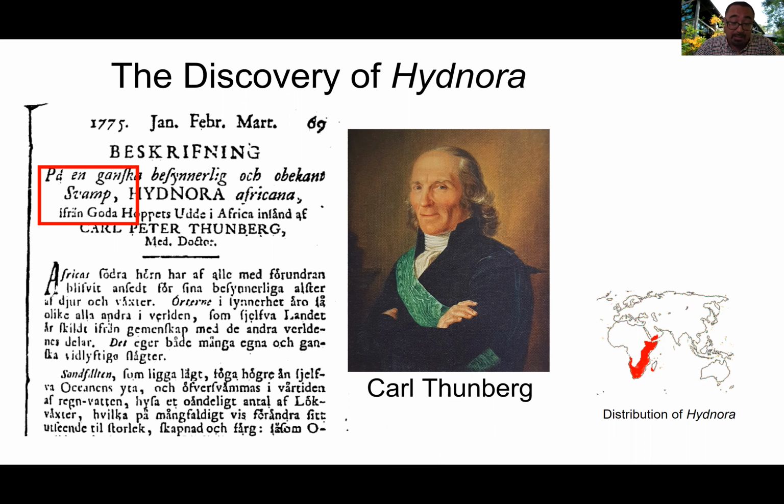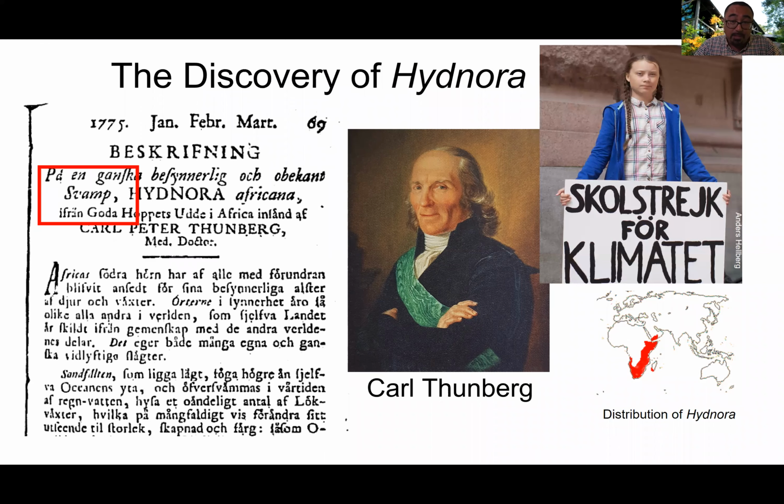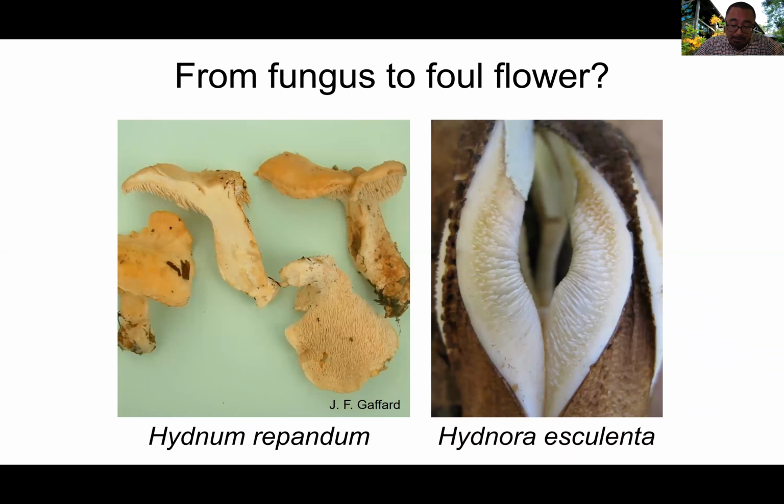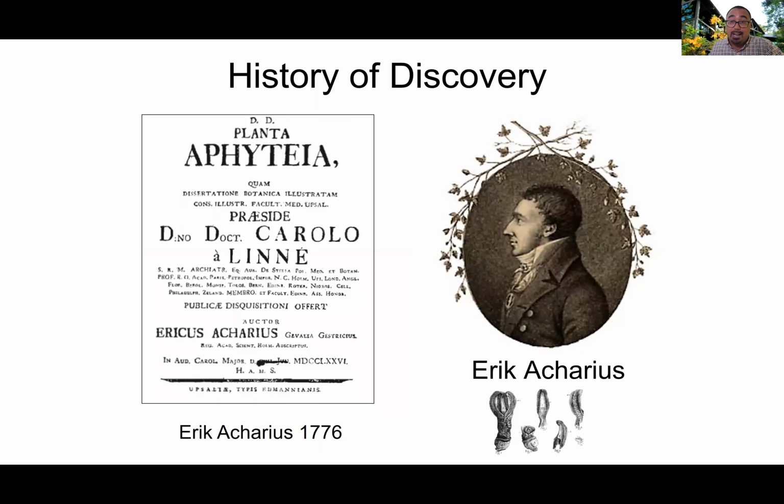I know what you're thinking. Carl Thunberg is no longer the most famous Swedish Thunberg. So how do we go from fungus to foul flower? Granted, the mistake was bad, but you can see the tooth-like gills of the hedgehog mushroom here really have a similarity with the ornamentation of the tepal margins of many Hydnora species, particularly when dried. Enter Eric Acharius, famous for being Linnaeus's very last student and the father of lichenology.